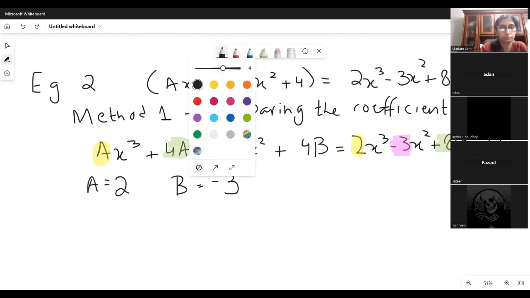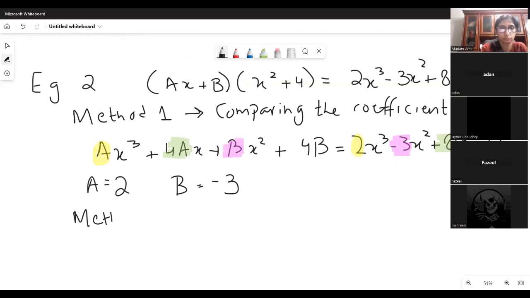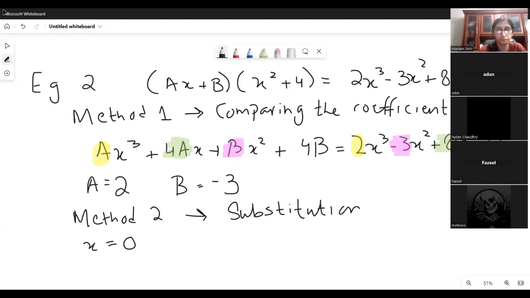Method 2, which is by substitution. Okay. So what should be the first value of x we should take? Let's start with x equals 0 again. The benefit is that a gets eliminated when you use x equals 0. So start with x equals 0.